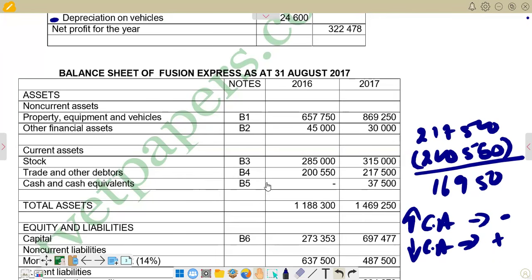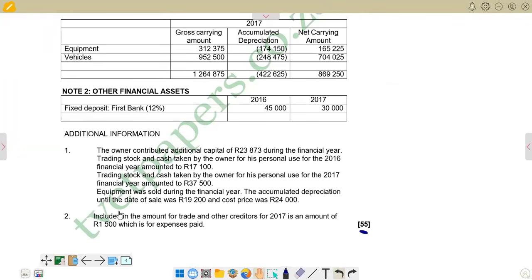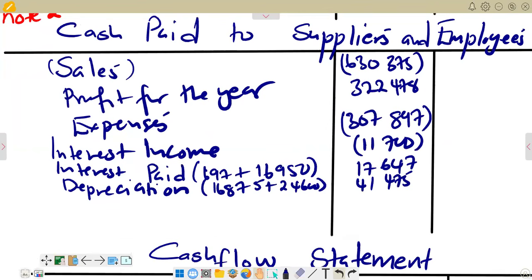So we come under current assets, and you are saying 315,000 minus 285,000 for stock. You are supposed to get 30,000. Let's just verify that answer. That is 315,000, and then we subtract 285. We get 30,000. So you have got 30,000, which is an increase, which you are going to subtract. So we go there. You're now saying increase.